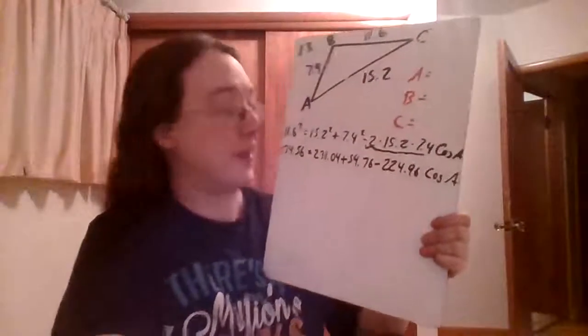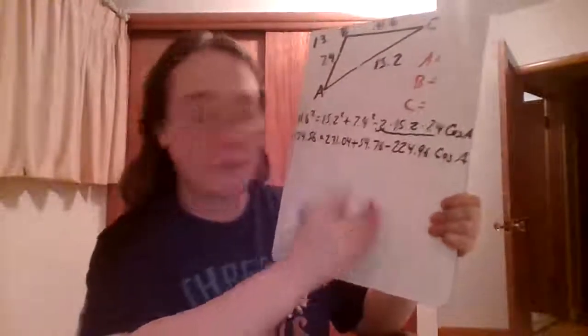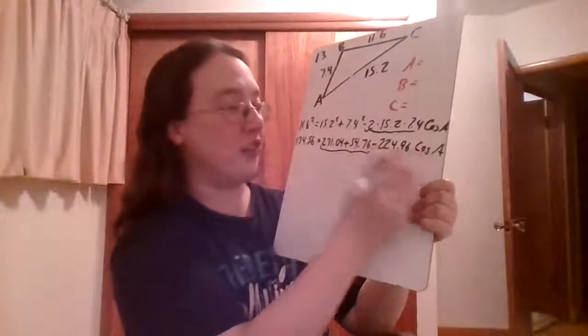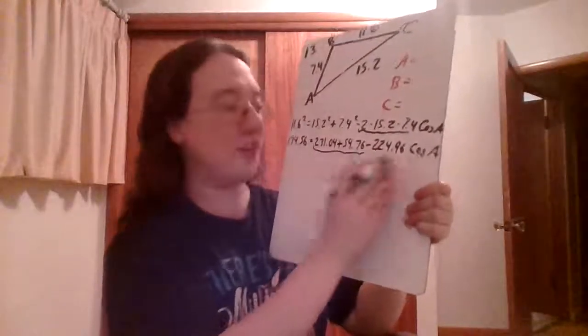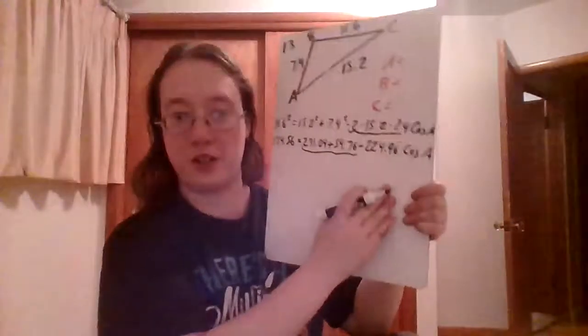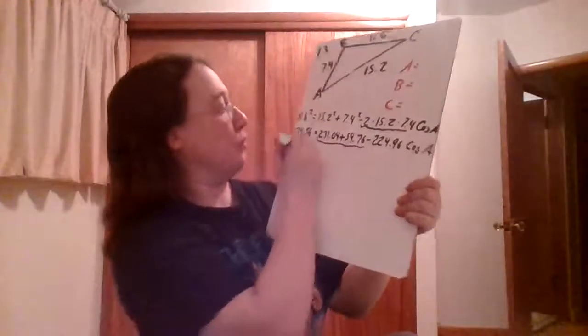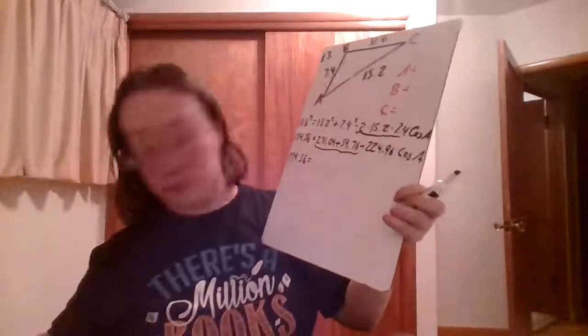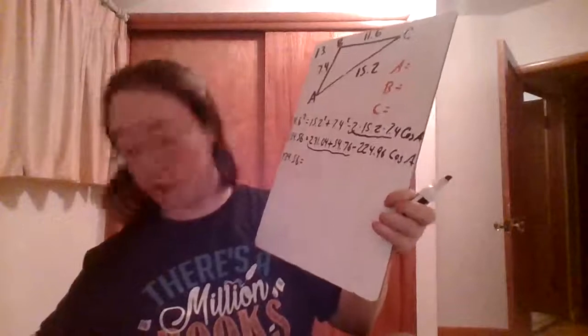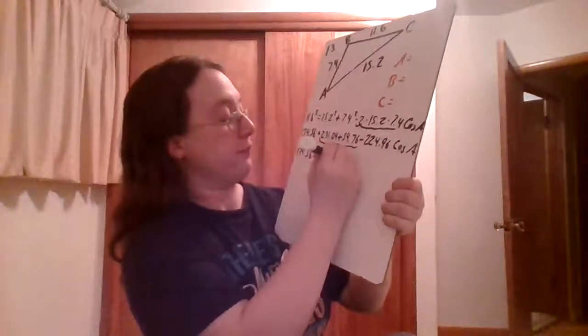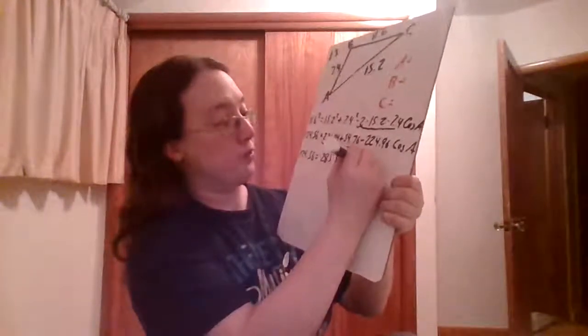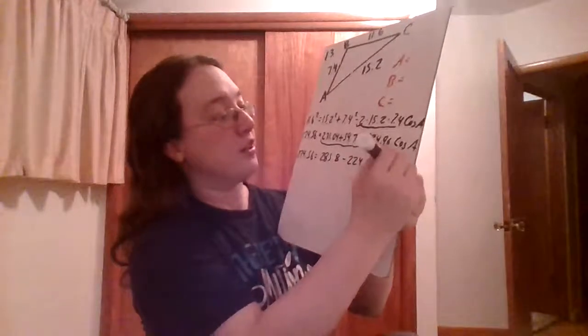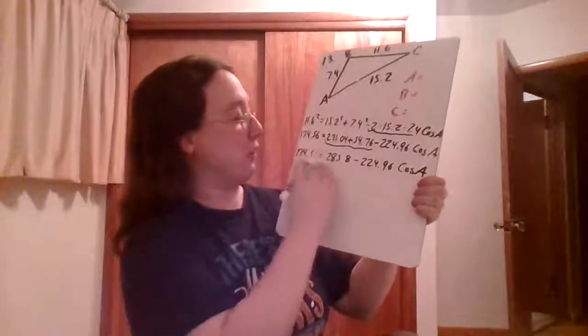And now we're going to combine some things. Watch out for when we're combining things: we're combining these two, not this one. These two we can combine because they don't have variables. This one has a cosine of A attached to it, so we're not going to combine that. So we're going to add these two. 134.56 equals these two added together, 231.04 plus 54.76, which gives you 285.8 minus 224.96 cosine of A. So we're combining these two, but not combining it with that.